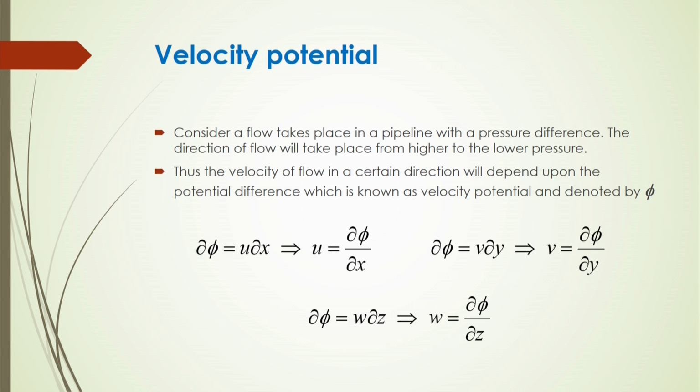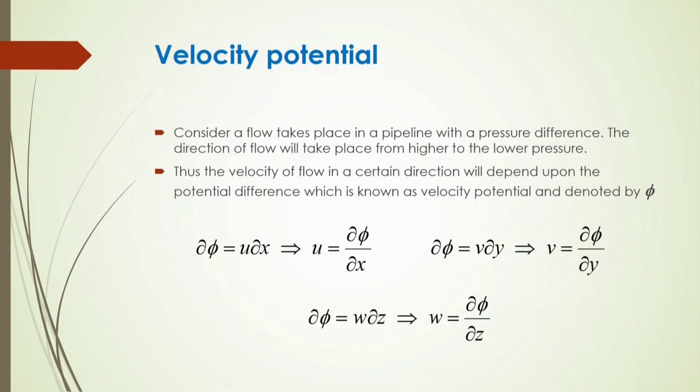If we consider a flow in a pipeline with a pressure difference, the flow will take place from higher to lower pressure. So, this is basically the potential difference. Thus, the velocity of the flow in a certain direction generally depends upon the potential difference. So, it will be represented by the velocity potential, denoted by phi. So, dou phi will be equal to u into dou x.